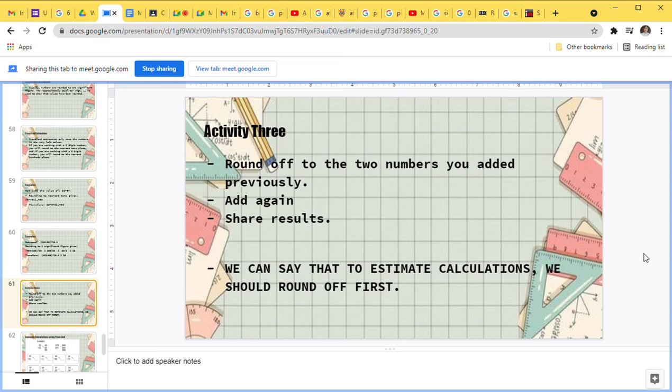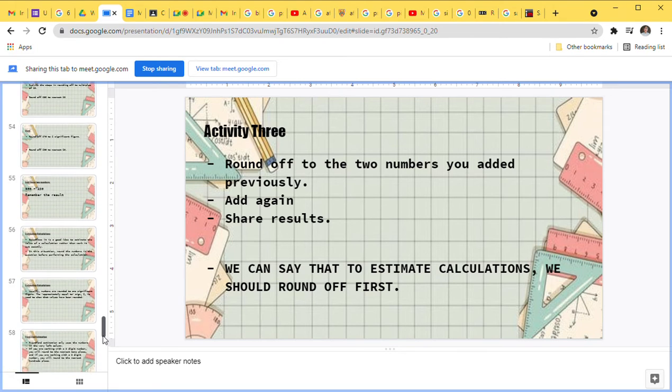Why? Because we have 3 digits: ones, tens, hundreds. If we start from left to right, then our 100 comes first, right? So we will round off to the nearest 100, or to one significant figure. Any of those is correct. So you will round off the previous numbers that I just gave you, do your calculation and share your results.